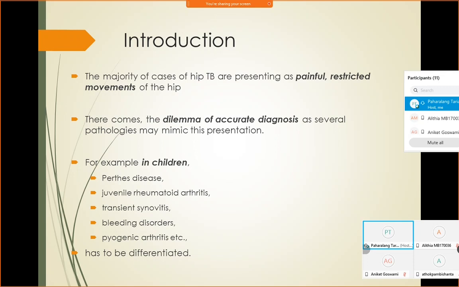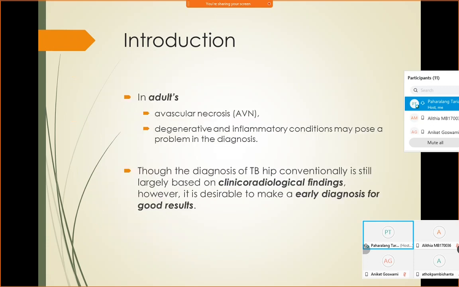For example, in children, it can be because of a condition called Perthes disease. It can be because of juvenile rheumatoid arthritis, also known as JIA, or juvenile idiopathic arthritis. It can be due to transient synovitis. It can be some kind of bleeding disorder like hemophilia, or it can be due to septic arthritis. It is important to differentiate the different causes of pain in the hip joint. In adults, it can be because of avascular necrosis or osteonecrosis, or simply due to age-related degeneration, or inflammatory conditions like rheumatoid arthritis and ankylosing spondylitis.